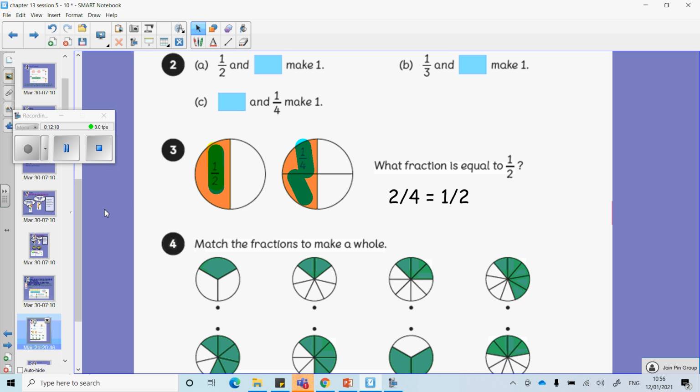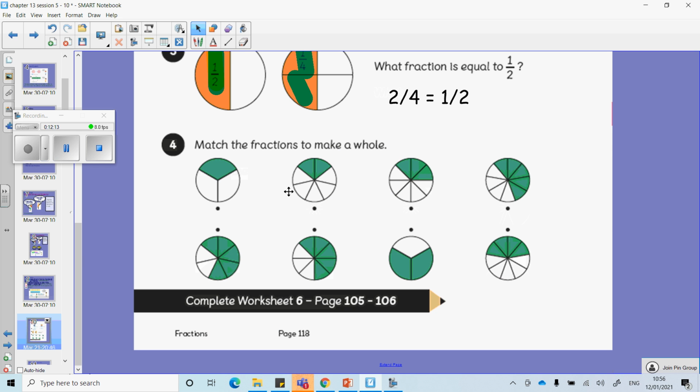Now down at the bottom, I have some matching questions. It says match the fractions to make a whole. That's the important part, that you want to make a whole circle. So I'm going to start with this top one. This one is split into 1, 2, 3 equal parts, thirds, but I only have one of them shaded in. What's missing? 1, 2 thirds. 2 thirds are missing.